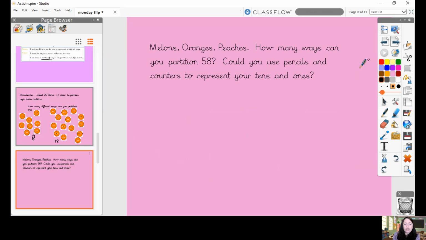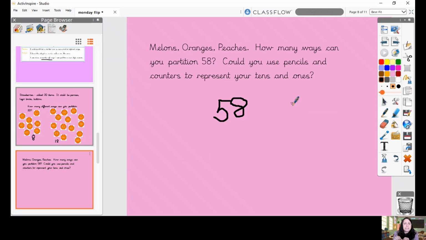Melons, oranges and peaches, you are going to have this number today, 58. Now what I suggest for you guys is that you get some pencils, some crayons or something that you can use to represent your 10s, because you need something long and straight. Unless you have a very kind parent who will let you have 5 chocolate bars and 8 little bits of chocolate, but we might not have that much chocolate. So you could use pencils and then use something smaller to be your ones.